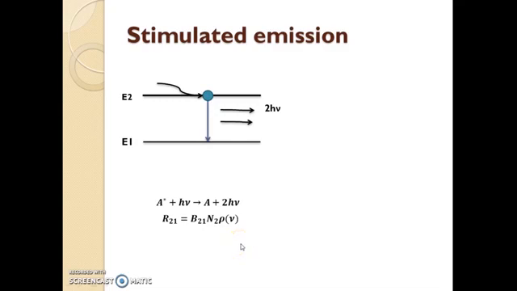Next, stimulated emission. In case of stimulated emission, there are certain excited states where electrons can stay for around 10 raised to minus 3 seconds. These states are called metastable states. Suppose an electron is in the excited state.